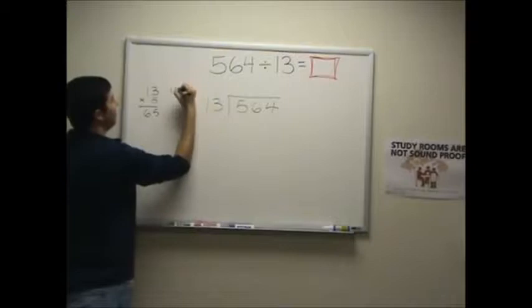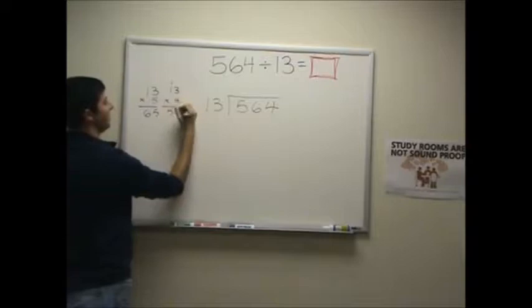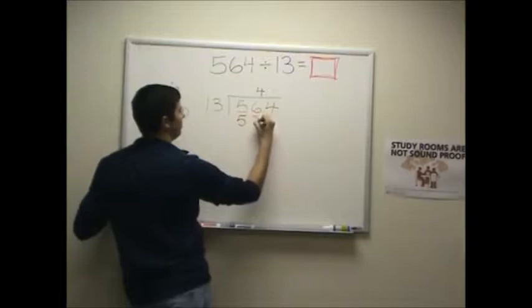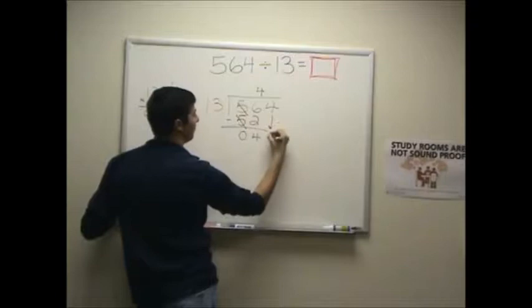I don't know it though, so I'll have to work it out. 4 times 13 is 12, carry the 1. 4 times 1 is 4 plus 1 is 5. That's closer. So 4 groups of 13 equals 52. Now we have to remember to subtract. 6 minus 2 is 4, 5 minus 5 is 0. We'll carry down the 4.